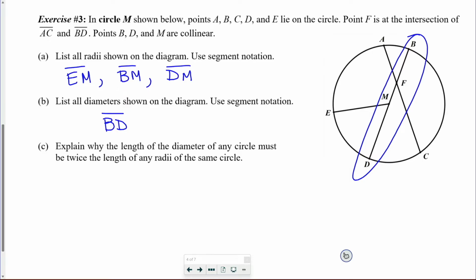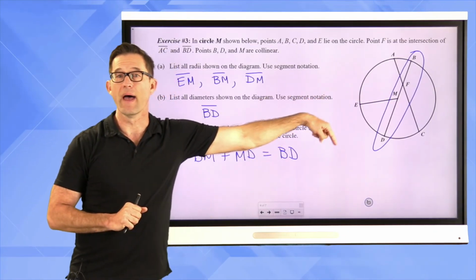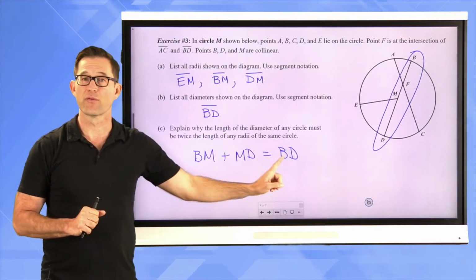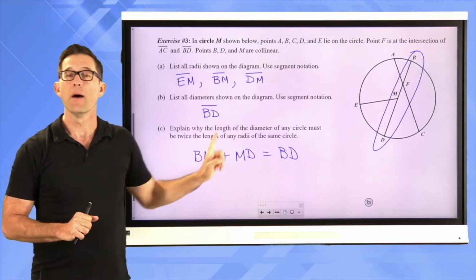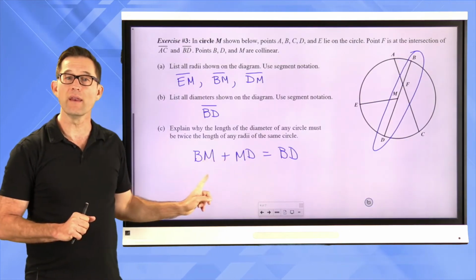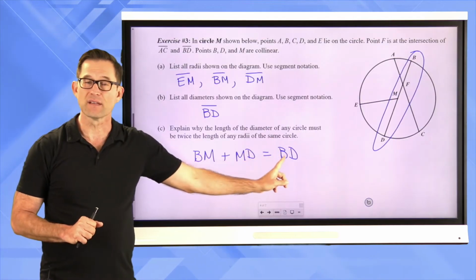And we already know from the last lesson that if we took the length of BM and we added to it the length of MD, we would get the length of BD, right? And that's because these things are collinear, right? So if I took the length from B to M, the length from M to D, we would get the length from B to D because those 3 points are collinear. But both of these two things are radii, right? That's a radius, and that's a diameter.